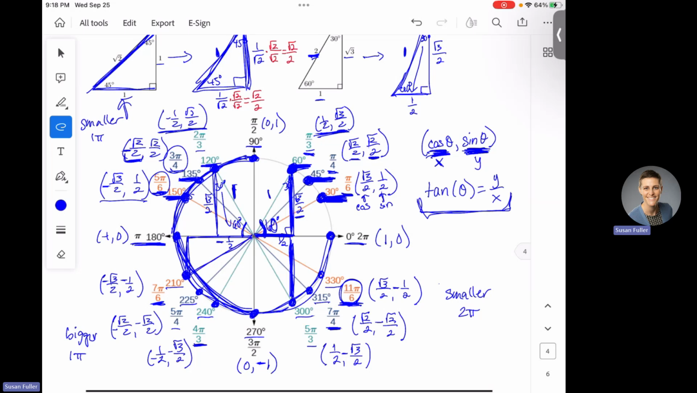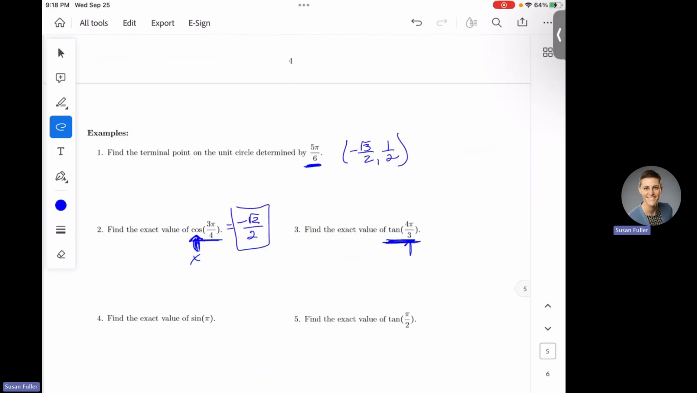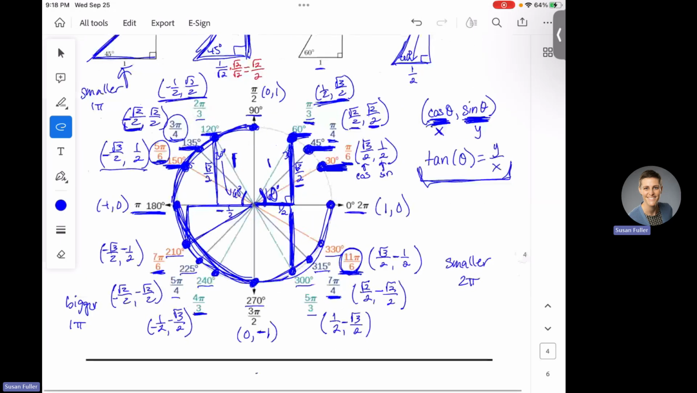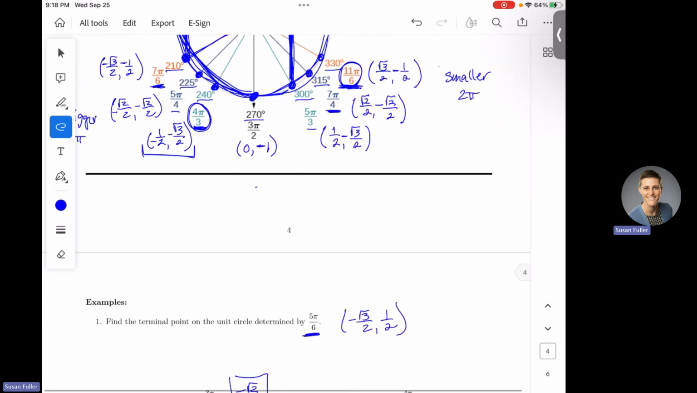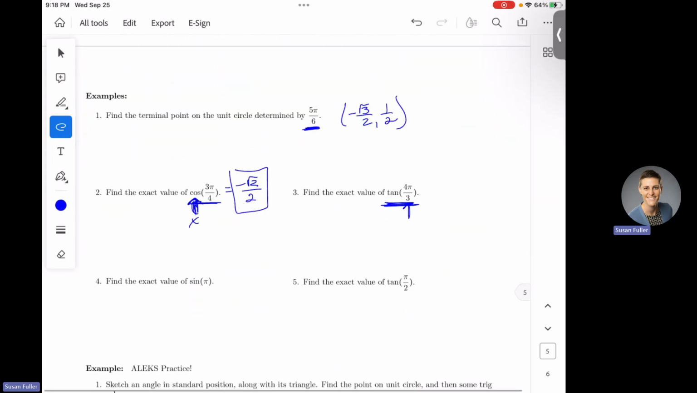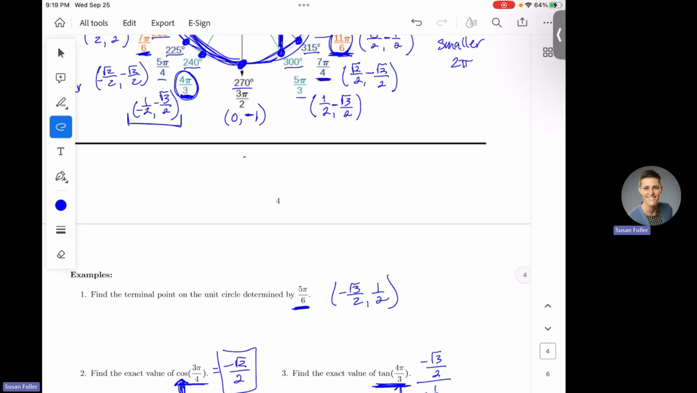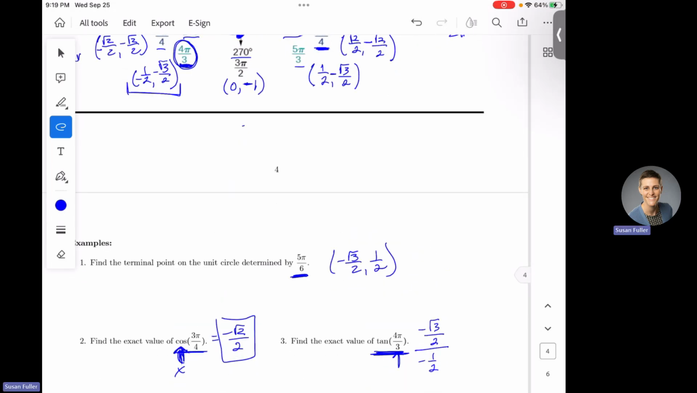So if I want the tangent of 4 pi over 3, I'm going to go to 4 pi over 3, which is right here in quadrant 3. I'm going to take its ordered pair and do its y value divided by its x value. So I'm going to do negative root 3 over 2 divided by negative 1/2. Just going to double check and make sure I got that right. Yep, that looks good.